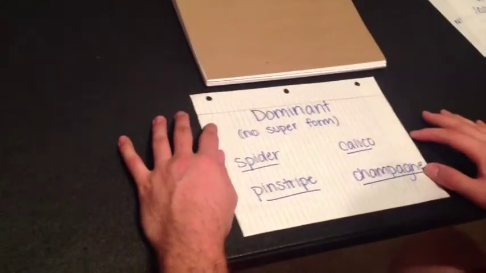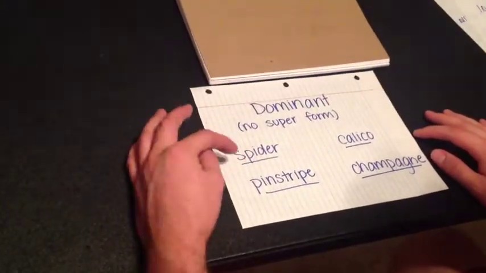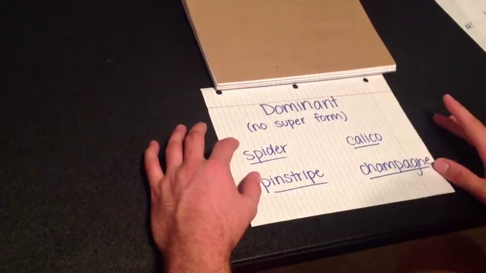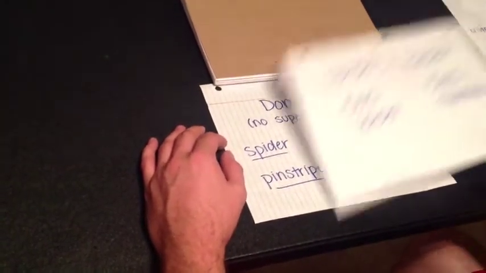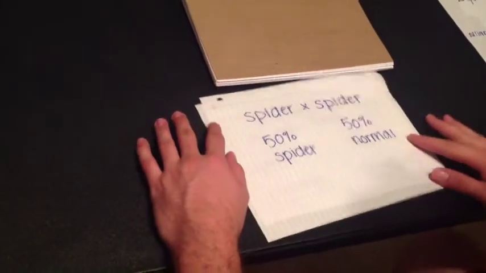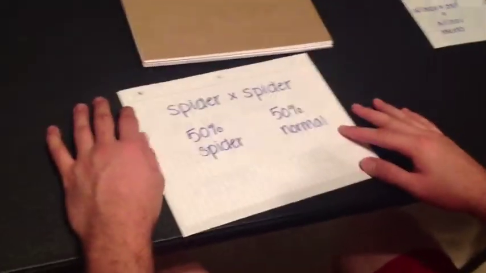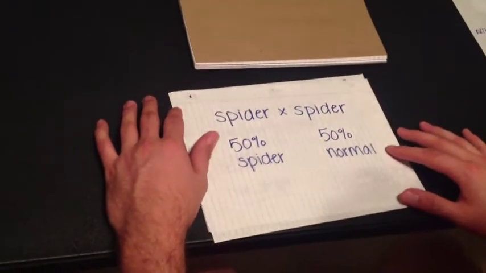Next we're going to go to dominant traits. Dominant means that there's no super form. A few of them: spider, pinstripe, calico, champagne. If I breed a spider to a spider, I'm going to get 50% spider, 50% normal. There's no super form of a spider.